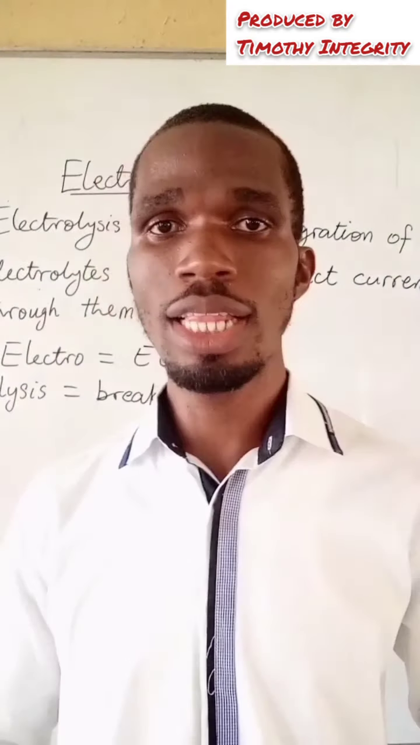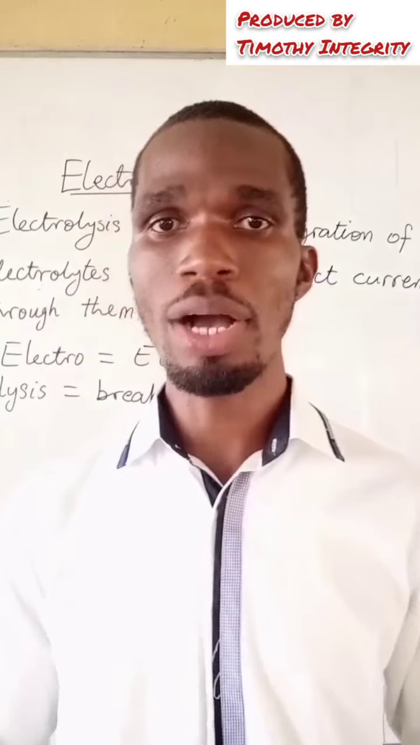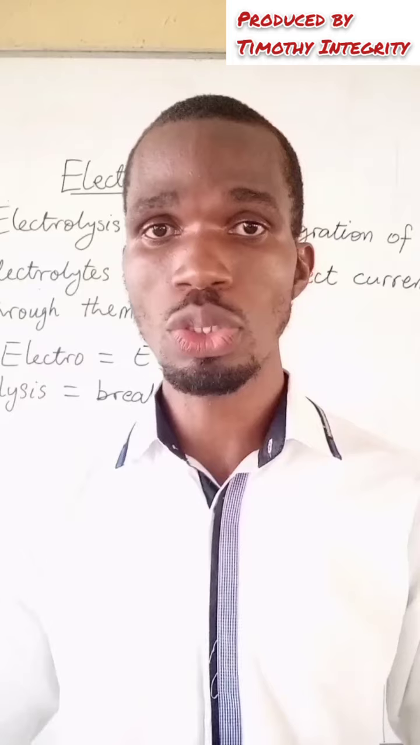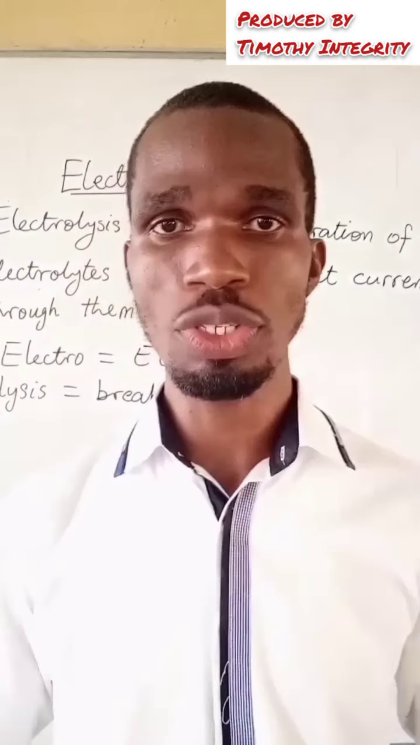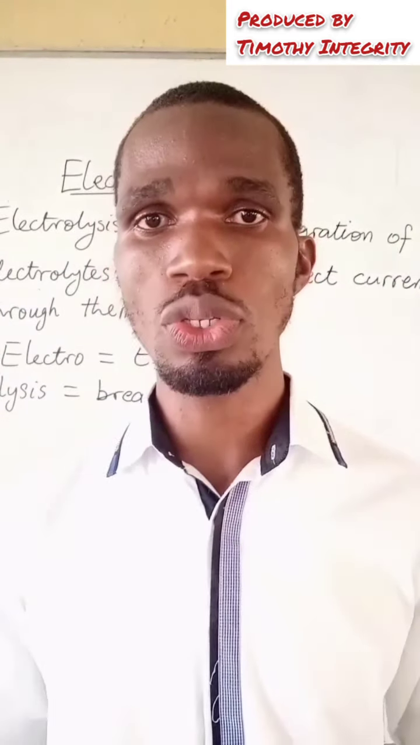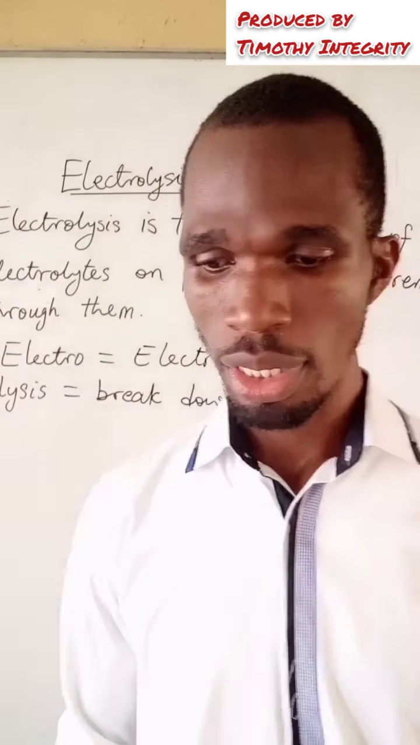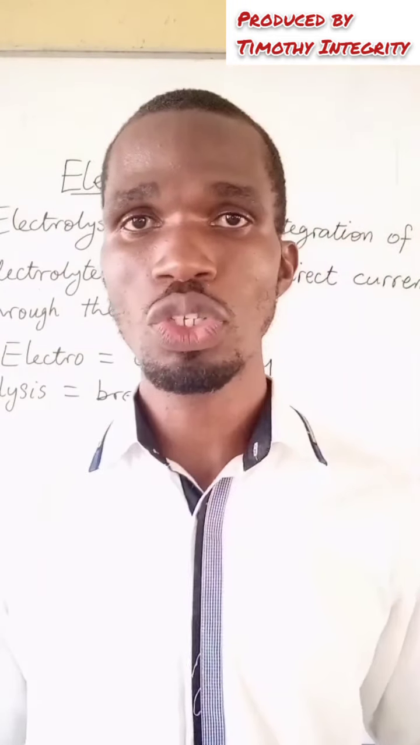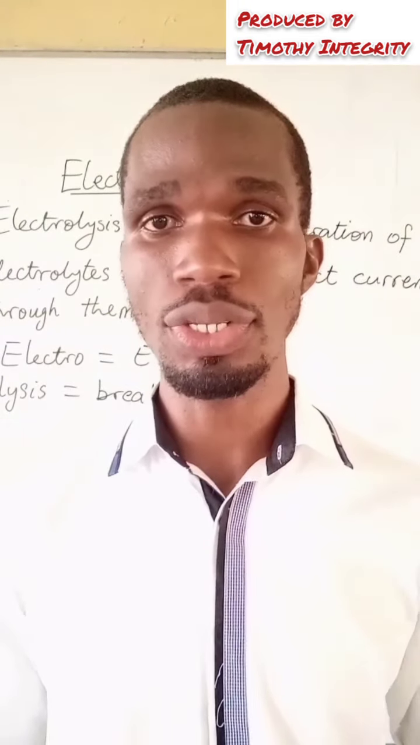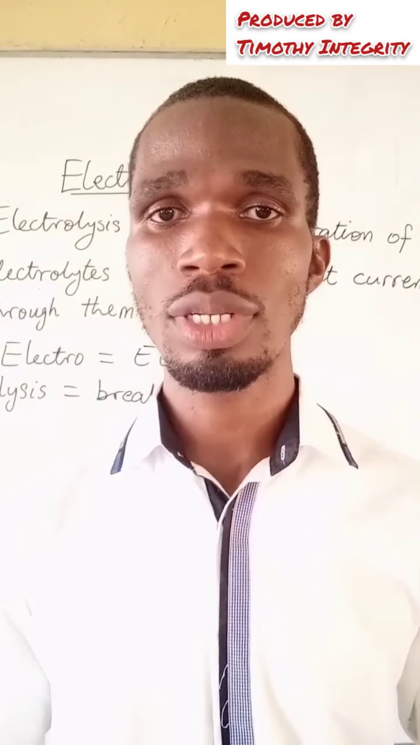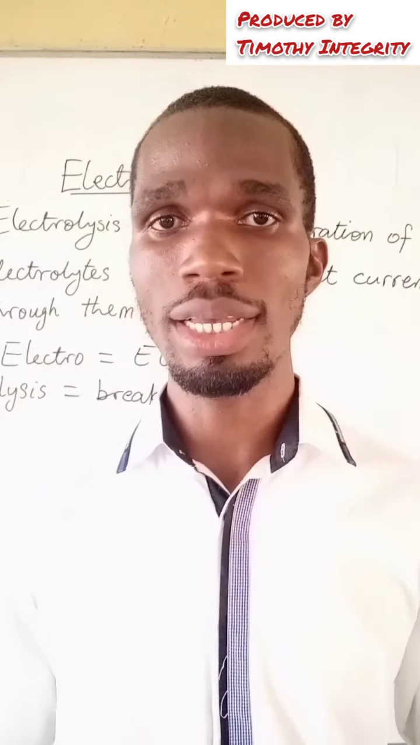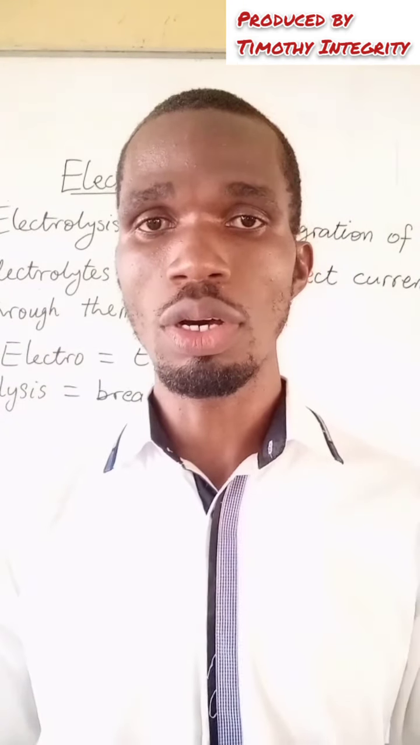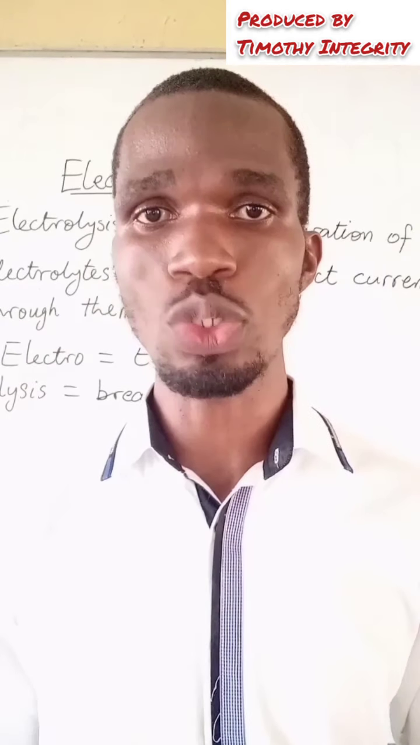Now, electrolytes are compounds which, in fused states, molten states, or aqueous solutions, conduct electricity, and they get decomposed in the process. Now we have examples of electrolytes. We have dilute mineral acids. All dilute mineral acids are electrolytes. Also, all alkalis are electrolytes. We also have it that all ionic salts are electrolytes as well.